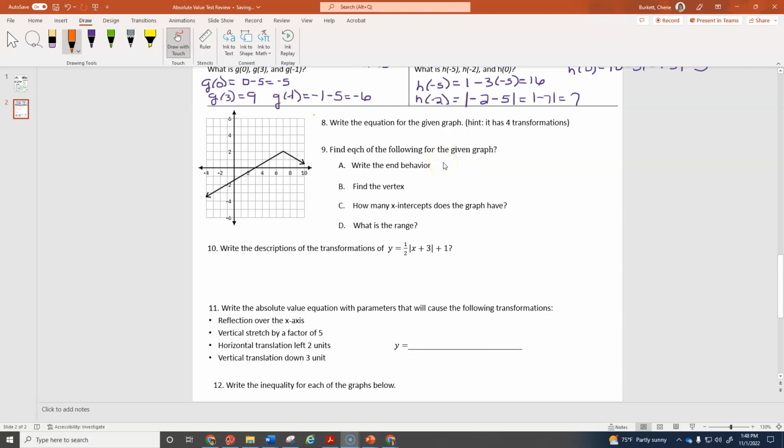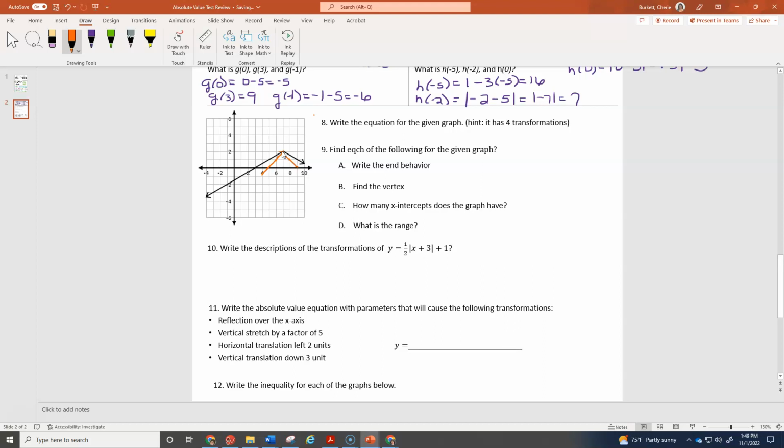They want me to write the equation for this, and it gives me a hint for transformations. I can tell it's shifted to the right and shifted up. It's been reflected, so it's opening down instead of opening up. And it does not look like it's the same size as the parent function. The parent function, remember, goes over 1, down 1, over 1, down 1, and it goes over 1, down 1 the other way. So the parent function would look like this.